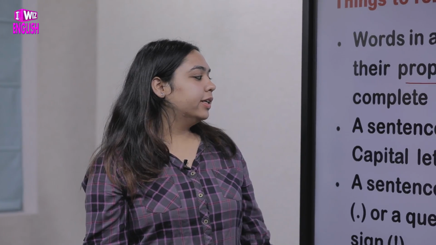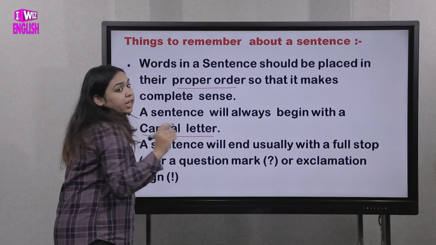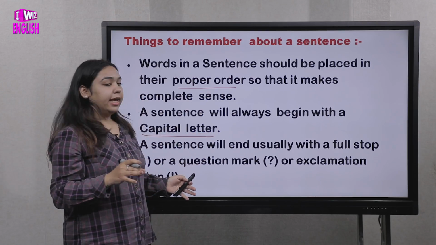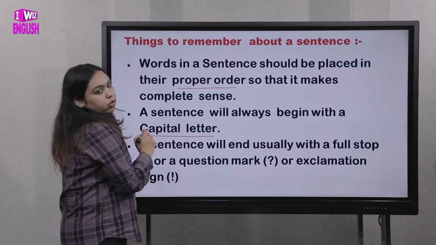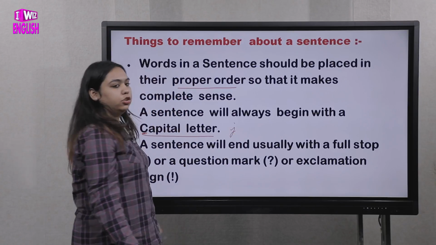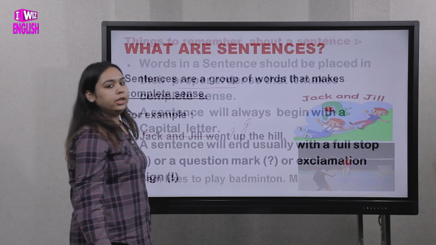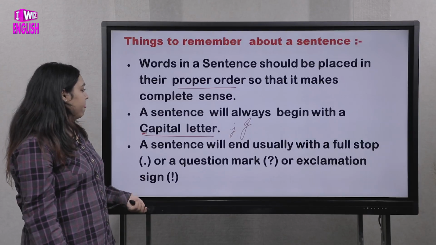Now the second point is a sentence will always begin with a capital letter. There are many children who make this mistake. They do not start with a capital letter. For example, if you write Jack and Jill with a small j, it's wrong. You have to begin with a capital letter. So it's another rule.